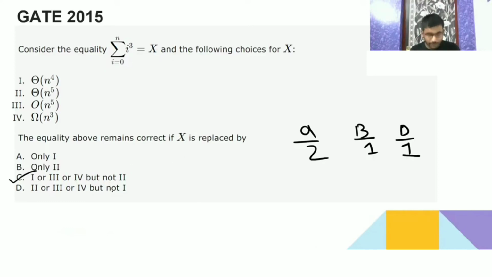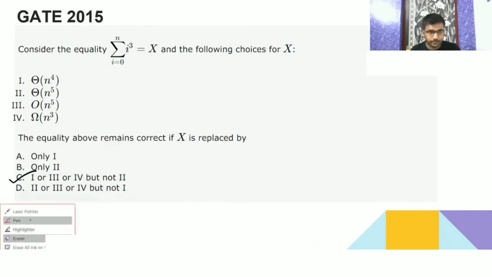No one has told me C is the correct one. Now C, correct. Now see here, let me see here. Consider the equality. It is saying consider that, which is going to be equal to x, the following choices for x. So what is going to be the x?